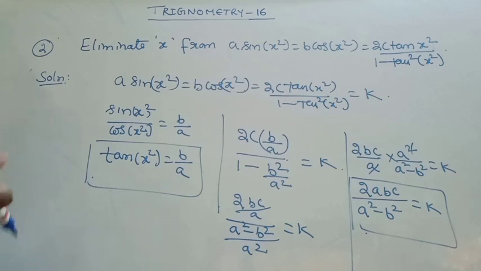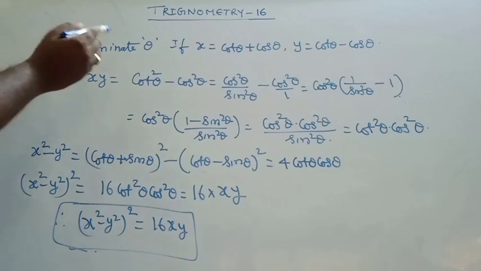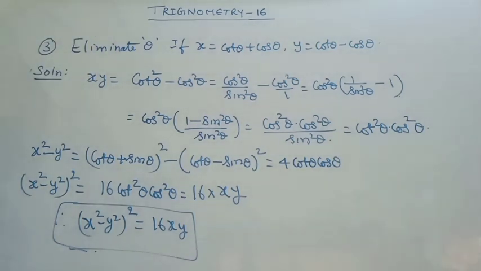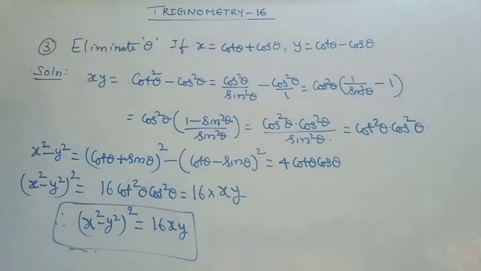In this way you can eliminate this x value and you can do this particular problem. Now we have this problem, also frequently asked. This third one: eliminate theta if x is equal to cot theta plus cos theta and y is equal to cot theta minus cos theta.